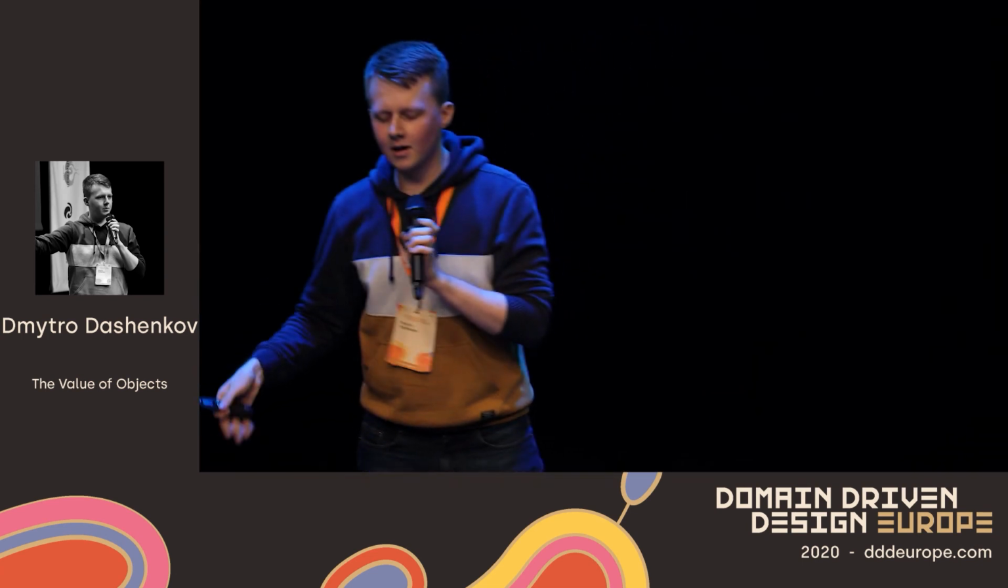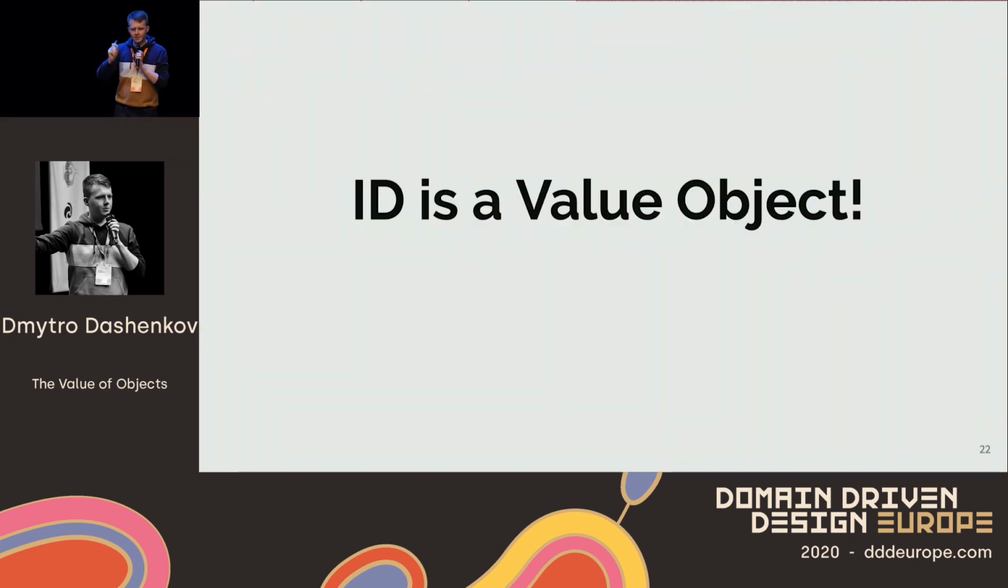Here comes the most important part of this talk. If you don't remember anything tomorrow, remember this. IDs are always value objects. There is no reason not to make IDs a value object. UUIDs, or be it phone numbers, or be it emails, or whatever you do with it, maybe tax ID of a person. It is a value object and nothing else.